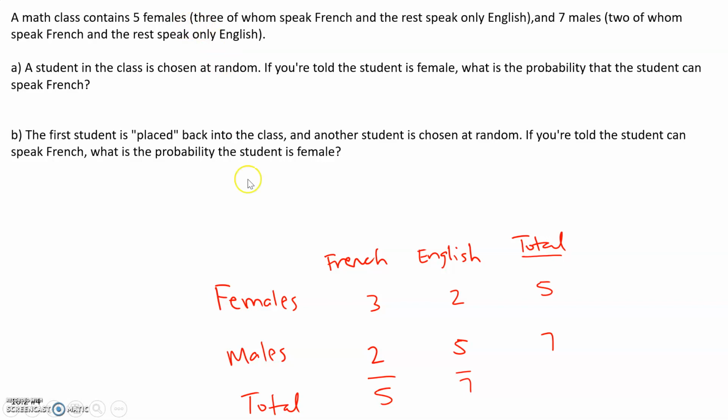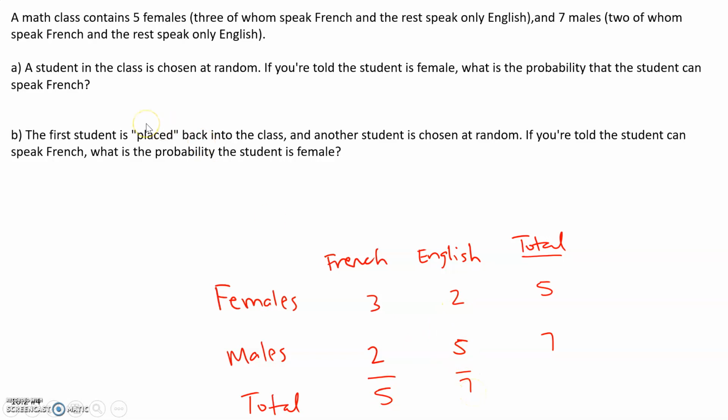So it says of the females, so in the females row, 3 speak French and 2 speak English for a total of 5 females. In the males row, 2 speak French, and there are 7 males, so the rest speak English for a total of 7. So first thing you should do is make a table like this and have the totals. 3 plus 2 is 5, 2 plus 5 is 7, 3 plus 2 is 5, 2 plus 5 is 7.